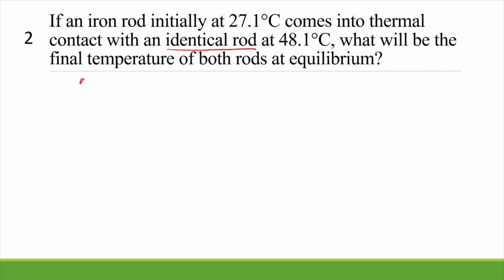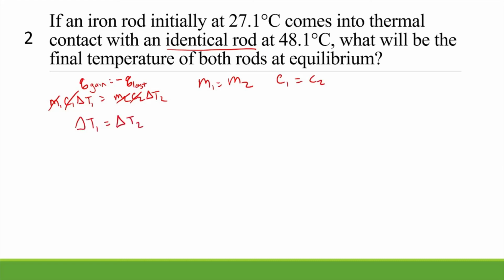So I'm going to first start by writing that the Q gained of one is equal to the negative Q lost of the other. And let's just start putting in MC delta T. So we have M1 C1 delta T1 is equal to M2 C2 delta T2. But what do we know? We know they're identical. That means that their masses are going to be the same, and it also means that so are their specific heats. So those cancel out. So delta T1 is equal to delta T2.